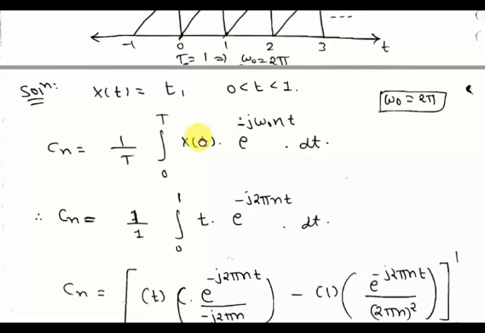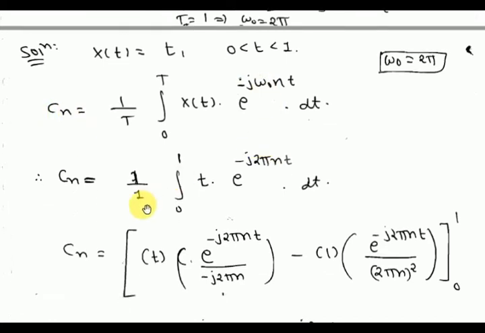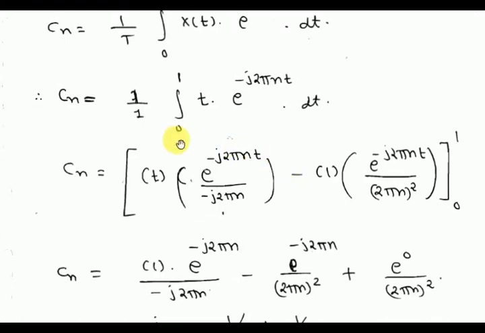So first of all, you have to find the exponential Fourier series coefficient. Cn equals 1 by T integration 0 to T x of t e to the power minus j omega naught n t dt. Once you calculate Cn, you don't need to calculate C minus n. So you put here T's value as 1 and omega naught is 2 pi.